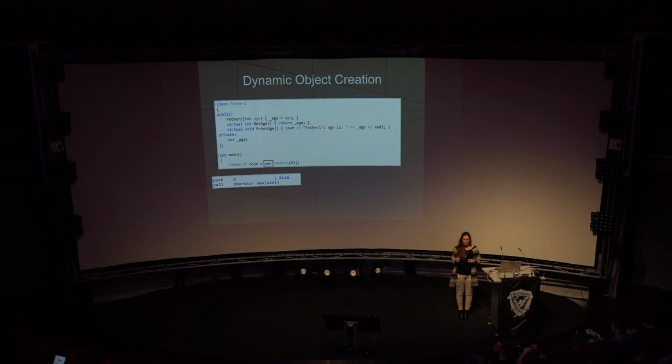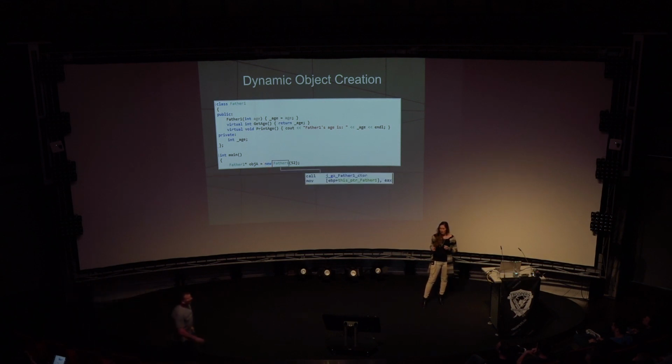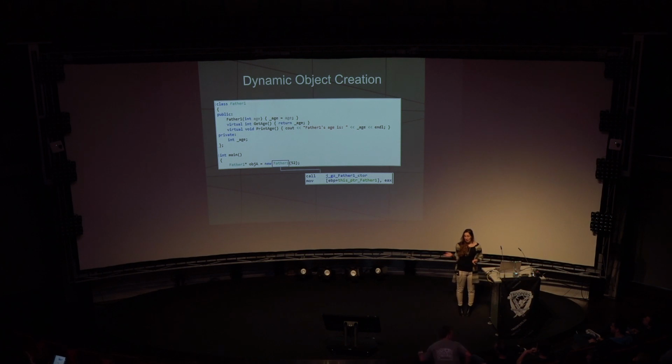In this part, what happens is that we allocate bytes on the heap in order to create our object. In this case, 8 bytes, and the function operator new is called. Father1 is the name of the class. And here you see the constructor that was called. It's named father1 constructor, and after this function is called, the return value is the pointer to the object.